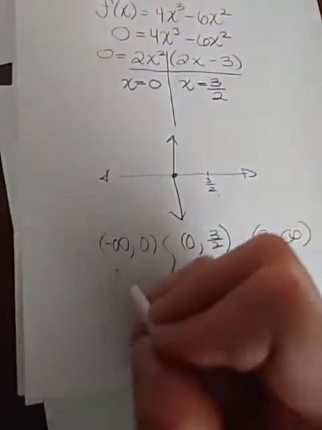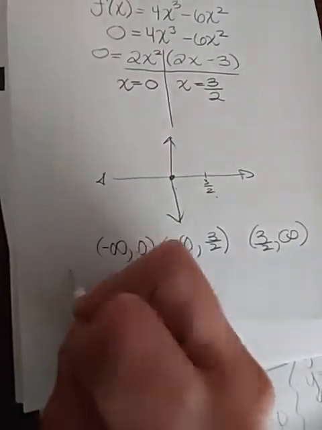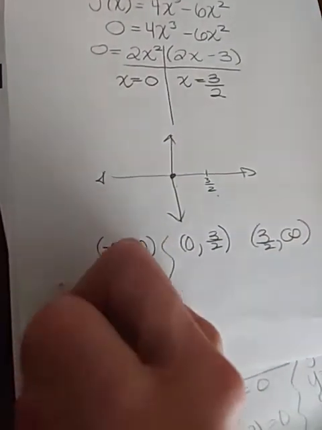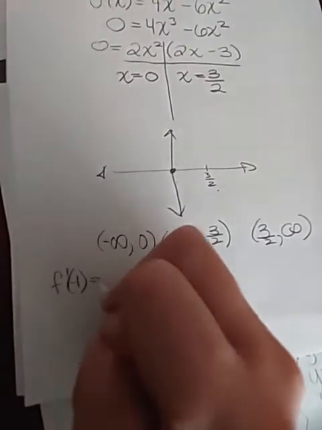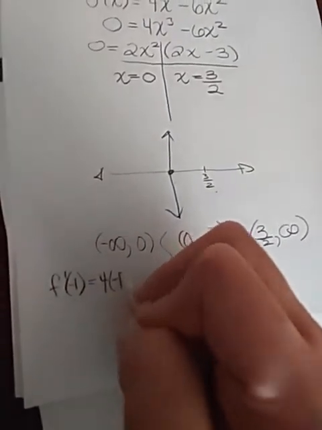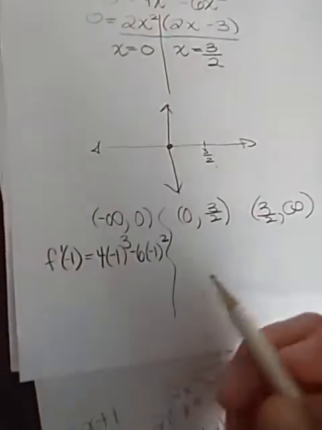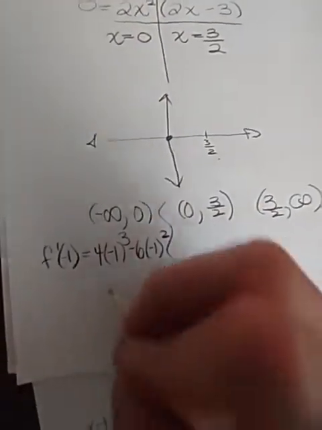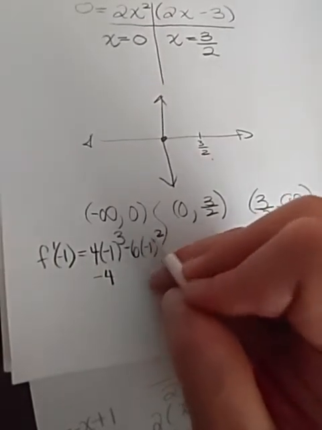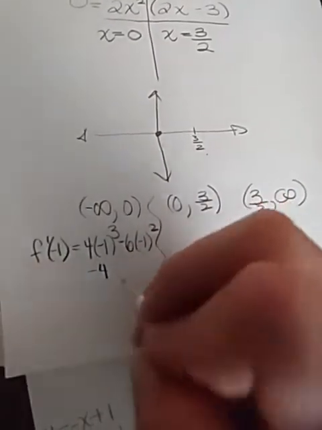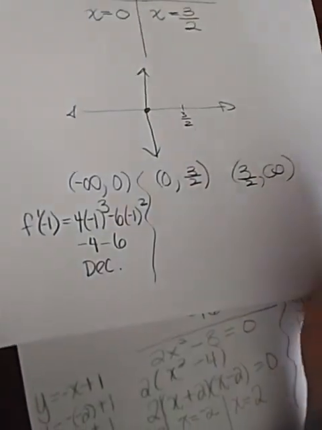Okay, into the first derivative, I'm going to use negative 1. I have negative 1 cubed, which is a negative number, so that makes the 4 negative. And then I have negative 1 squared, which is positive, times a negative is a negative. So this whole thing is negative, which means that the function is decreasing.